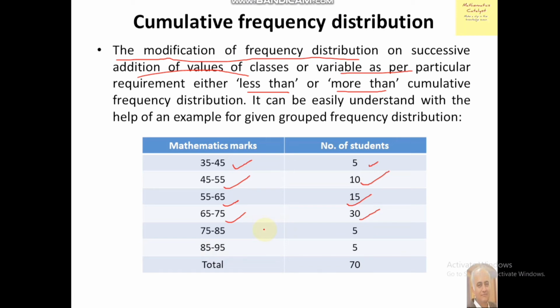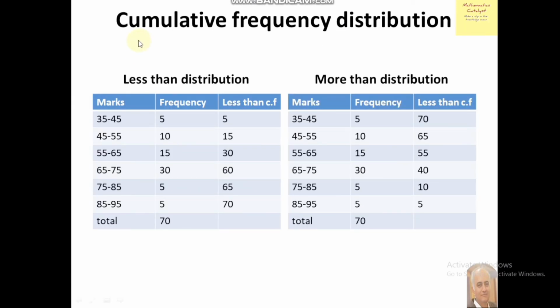Now we want to find out the cumulative frequency distribution in case of less than and more than distribution. So here, what is less than distribution? In less than distribution we can easily observe that 35 to 45 was frequency 5. Now less than 45 means you have to take the upper limit, right? Less than 45 कितने होंगे आपके?